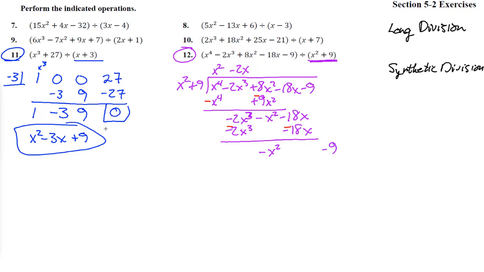So x squared goes into negative x squared minus 1 time. Minus 1 times that is a negative x squared minus 9. Oh, look at that. When we subtract, they go away. And so we are left with 0. That's our remainder. So our answer is x squared minus 2x minus 1.